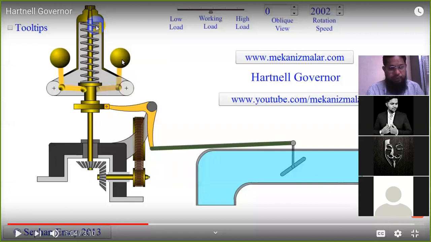Plus, one more difference from Porter Governor. On Porter Governor, we have a dead load on the sleeve. Whereas in Hartnell Governor, we have a spring on the sleeve. So here the sleeve is loaded by the spring. In Porter Governor, the sleeve is loaded by dead weight. That is the difference between Porter Governor and Hartnell Governor.